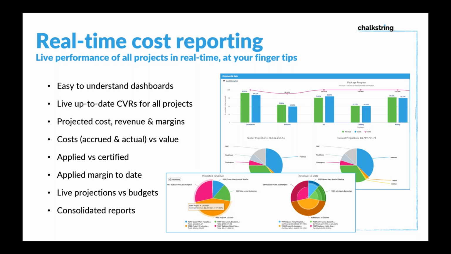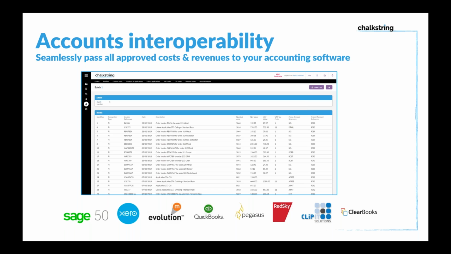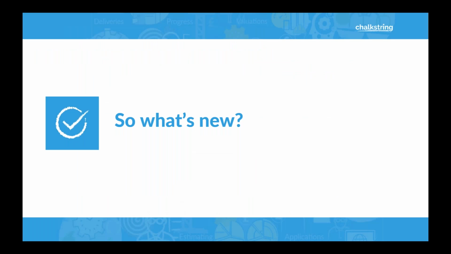So from a real-time costing perspective, there's a lot of information within the system which I'll take you through, and a lot of this information has been enhanced. And you've also got accounts interoperability. So you've got the ability to pass this information across to your accounting software. Regardless of which account system you already use in your business, Chalkstring will export line item information for all your approved costs and your approved revenues when you're ready.